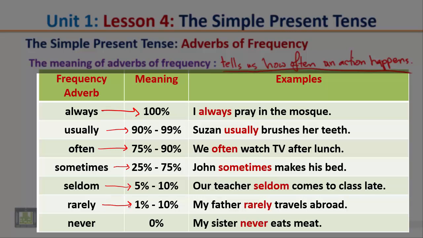Rarely. Rarely means from 1% to 10%. My father rarely travels abroad. Never. Never means 0%. Example, my sister never eats meat. Notice that all these sentences are in the present simple. And notice also that the adverb comes immediately before the verb.